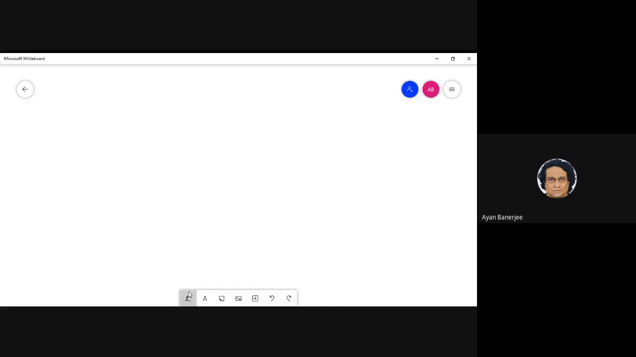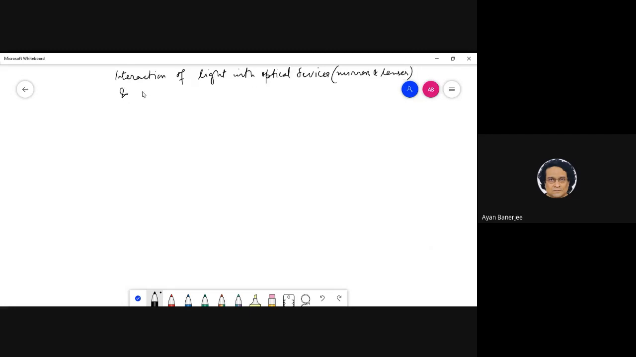Interaction of light with optical devices, mirrors and lenses predominantly, and resonators, optical resonators. Very, very important.